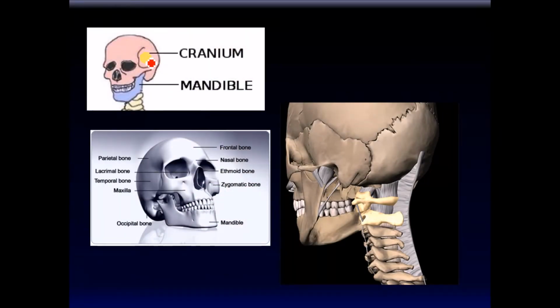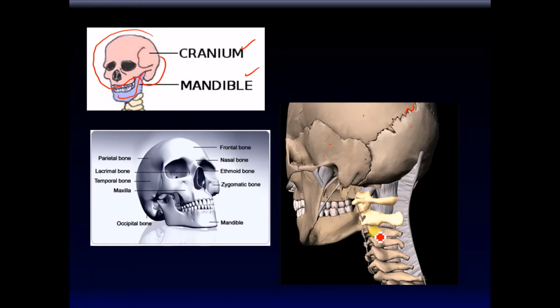Now, our head is made of basically two big collections of bones. This part of the head is called the cranium, and it has a whole bunch of smaller bones. Our jaw is the mandible. So the head is made of the cranium and the mandible. As adults, as you can see over here, the skull is a fusion of many different bones. In children, when they are born, these bones have not yet fused.